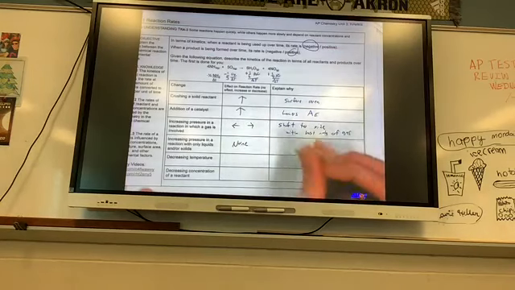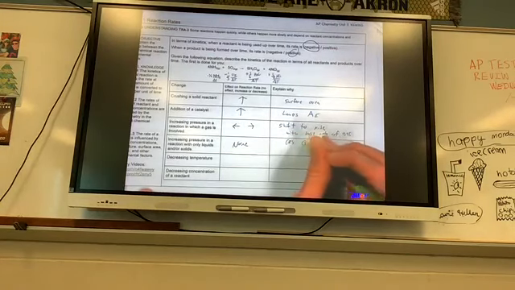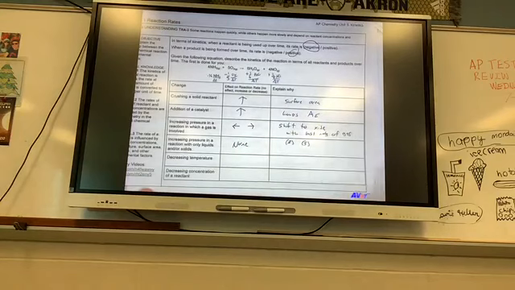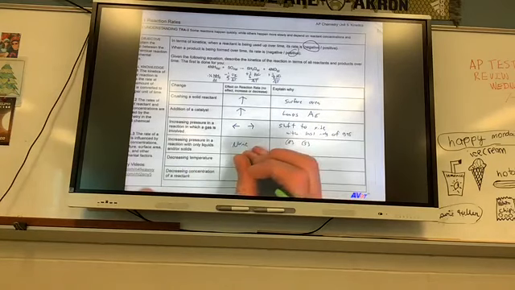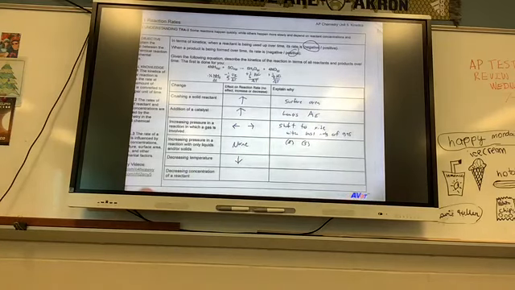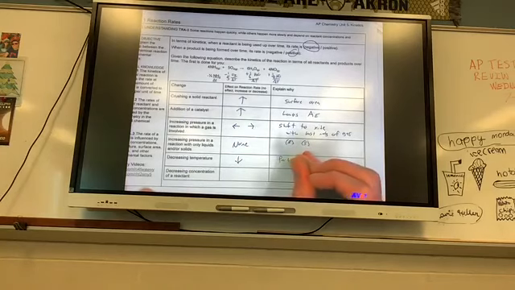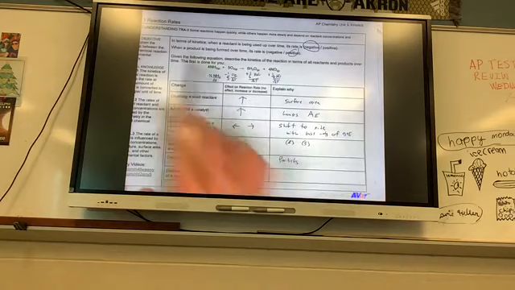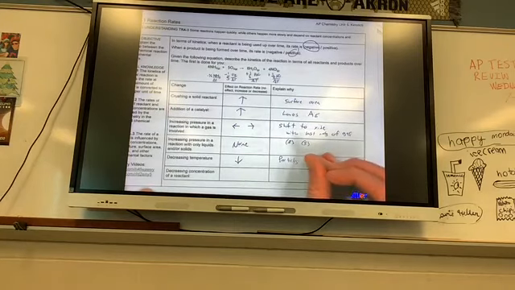Why? Pure liquids, pure solids not included. Decreasing temperature usually is going to slow it down. Why? Remember, we're not talking about equilibrium here. We're talking about reaction rates. Particles slow down, therefore less collisions.